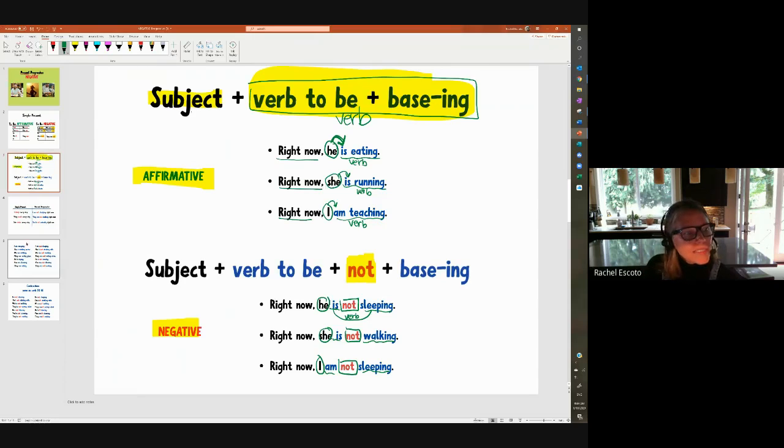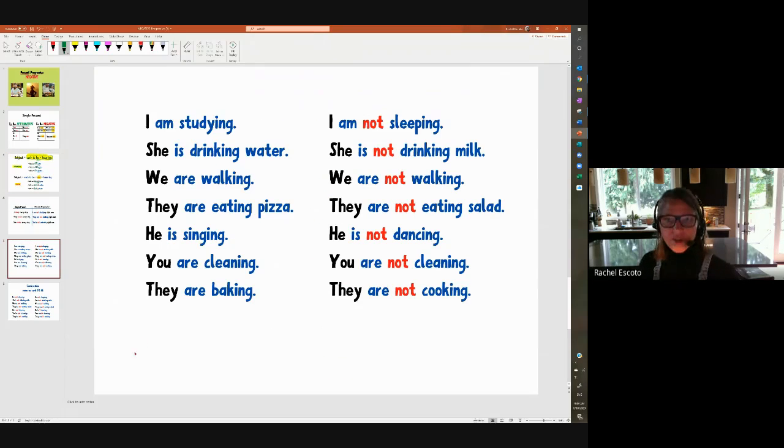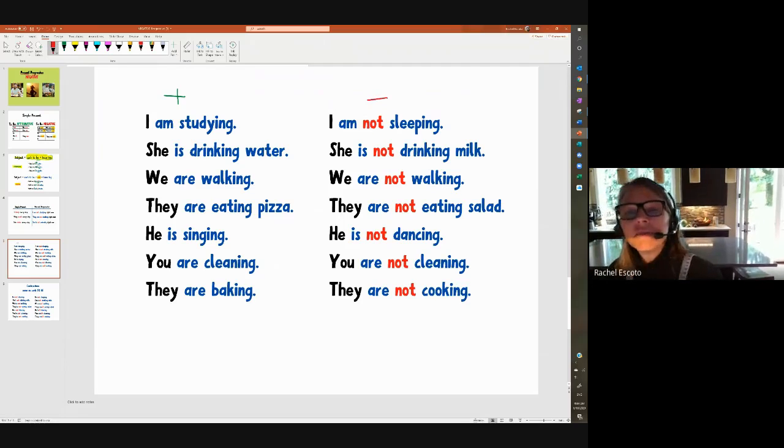So let's look at these right next to each other. So here we have the affirmative. This column is the affirmative, and this column is the negative, right? So here we have I am studying right now. I am not sleeping right now. I'm studying. I am not sleeping. Right here we have she is drinking water. She is not drinking milk.